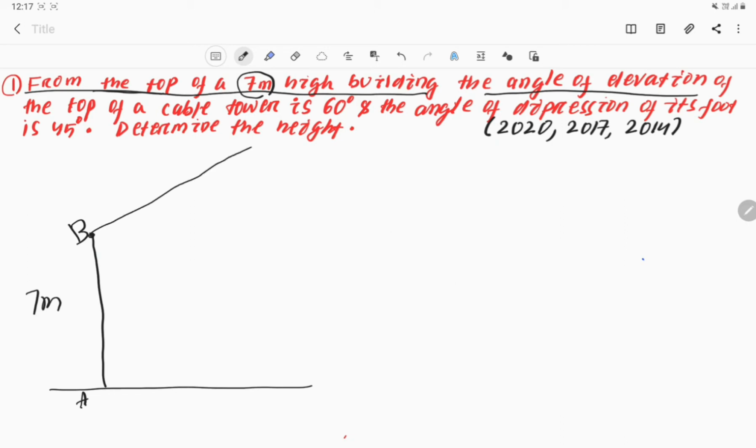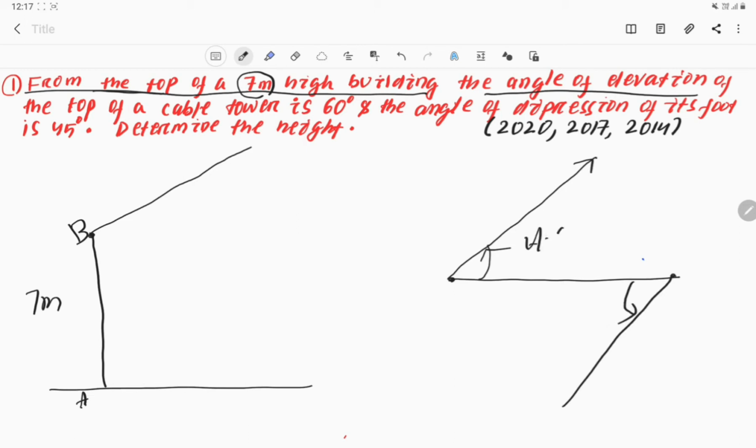So how to make the angle of elevation? If this is a horizontal line, from this point we want to make the angle of elevation, it must be in the upward direction. So this is your angle of elevation. And if from this point we want to draw the angle of depression, it must be in the downward direction. Okay, so this is your angle of elevation and this is your angle of depression. So now let's get back to our question.